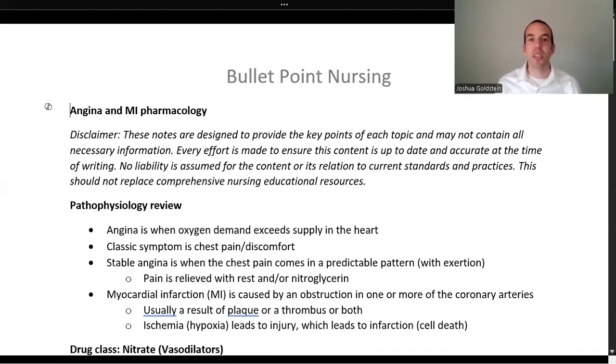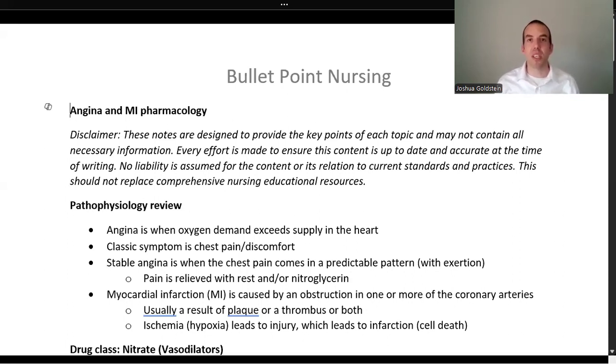Angina is when the oxygen demand exceeds the supply in the heart. So the patient is at a time of increased oxygen demand, they're exercising, they're stressed, something like that's going on, and the heart cannot deliver enough oxygen, you end up with angina. The classic symptom of angina is chest pain or chest discomfort.